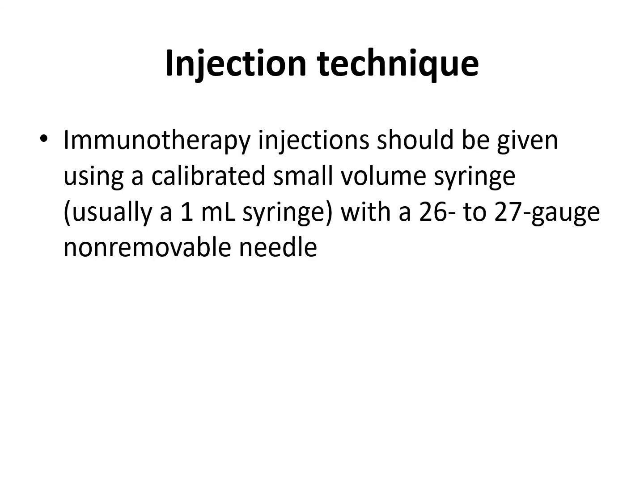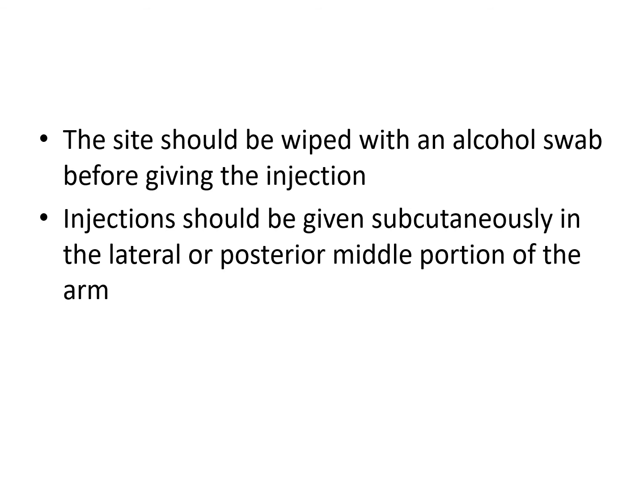How to give the injections? Immunotherapy injections should be given using a calibrated small volume syringe, usually a 1 ml syringe with a 26 to 27 gauge non-removable needle, the one with which usually the sugar test is done. The site should be wiped with an alcohol swab before giving the injection. Injections should be given subcutaneously in the lateral or posterior middle portion of the arm.